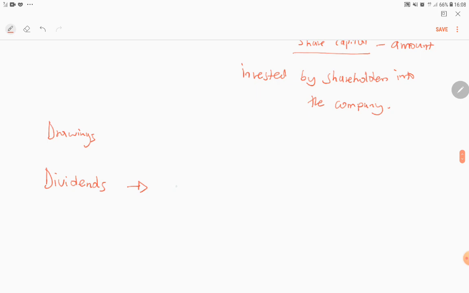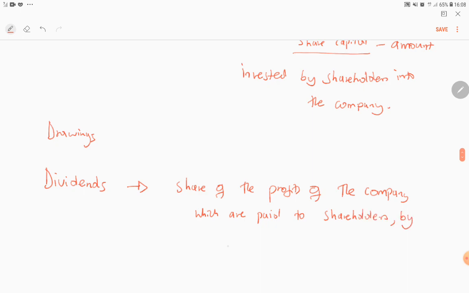Dividends are the share of the profits of the company, which are paid to shareholders by directors. This is very important. By directors. Paid to shareholders by directors. This is very important.